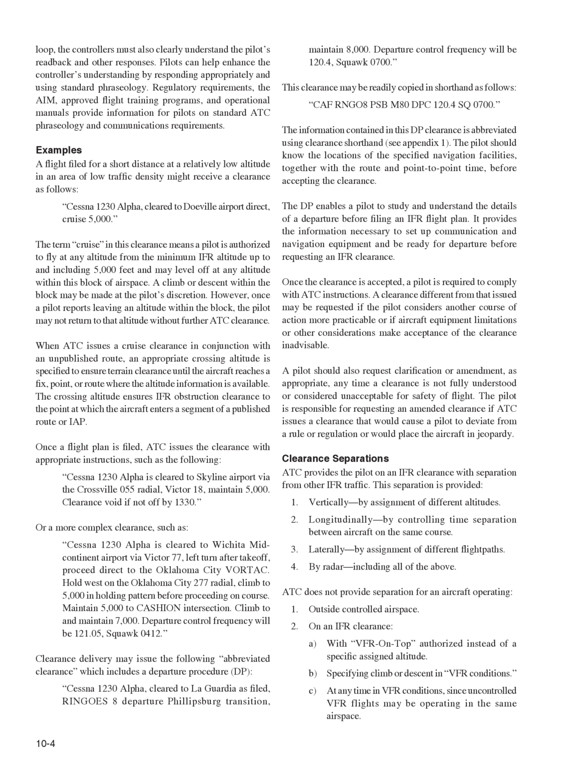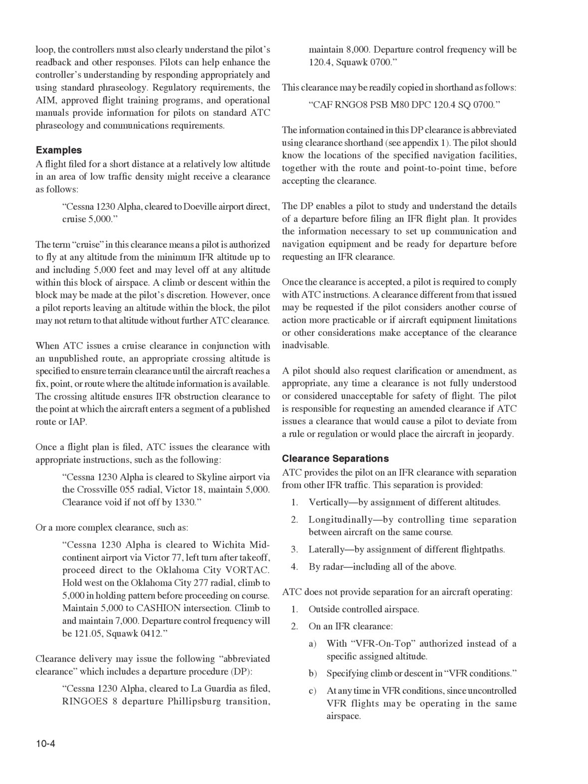A clearance different from that issued may be requested if the pilot considers another course of action more practicable, or if aircraft equipment limitations or other considerations make acceptance of the clearance inadvisable. A pilot should also request clarification or amendment, as appropriate, anytime a clearance is not fully understood or considered unacceptable for safety of flight. The pilot is responsible for requesting an amended clearance if ATC issues a clearance that would cause a pilot to deviate from a rule or regulation or would place the aircraft in jeopardy.